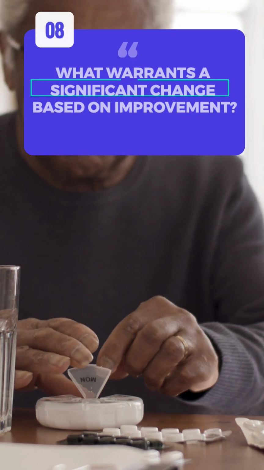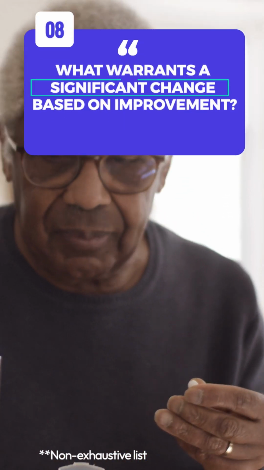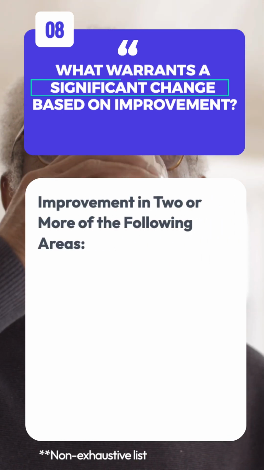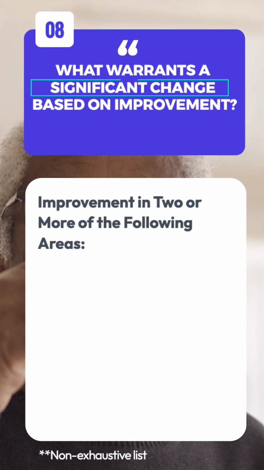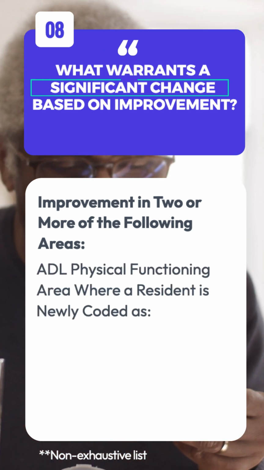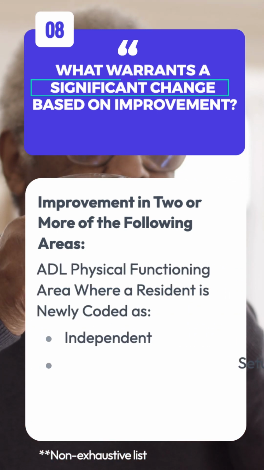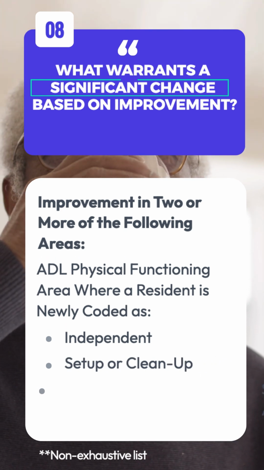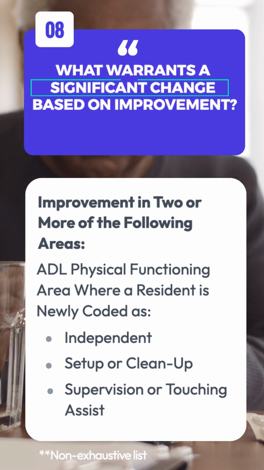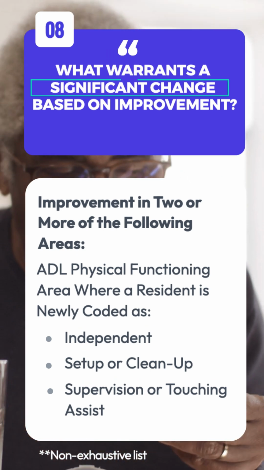What warrants a significant change based on an improvement? The IDT should initiate a SIG change if there has been an improvement in 2 or more of the following areas. Any improvement in an ADL physical functioning area where a resident is newly coded as independent, setup or cleanup assistance, supervision or touching assistance since last assessment, and does not reflect normal fluctuations in that individual's functioning.